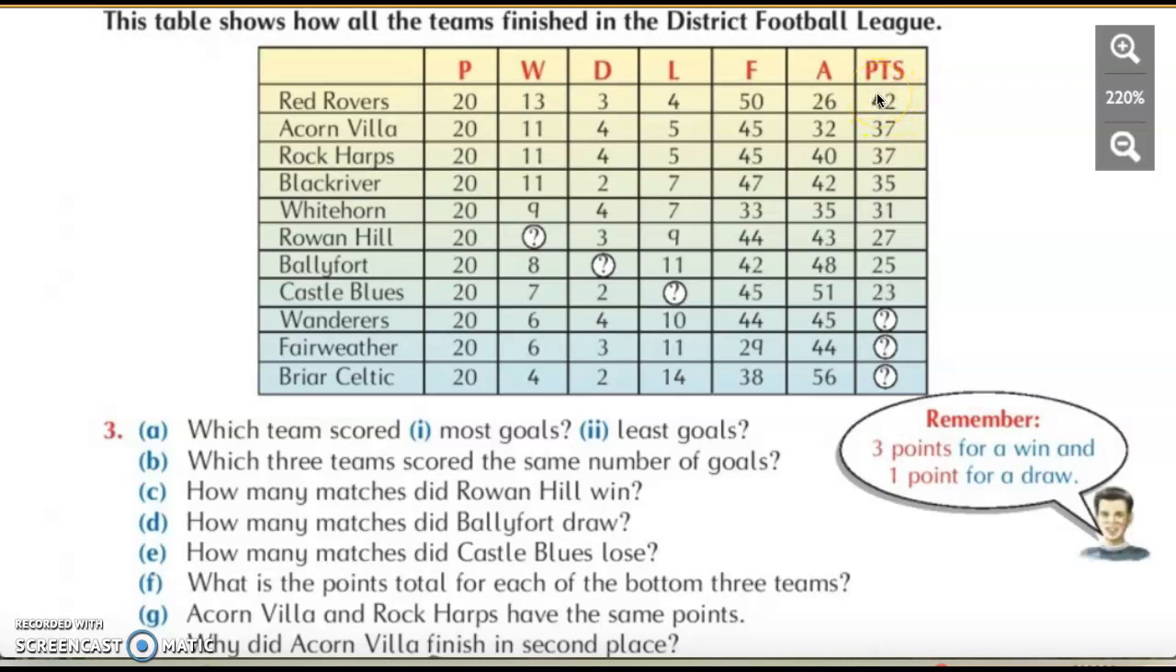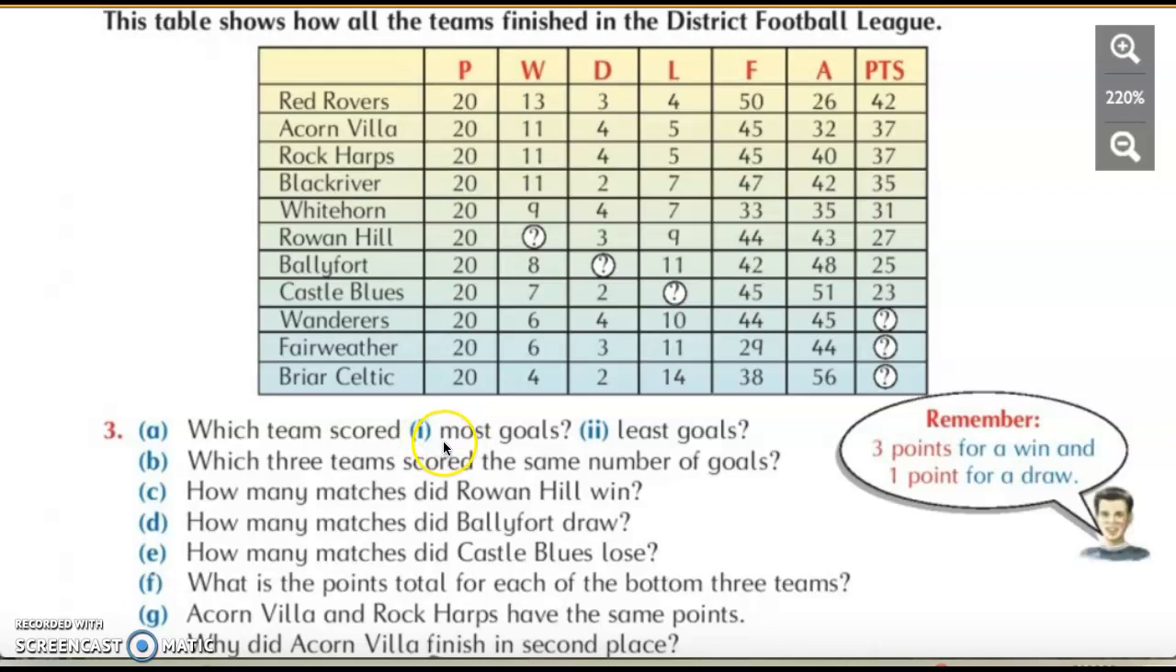Now there are a few question marks throughout, which you'll have to figure out in your questions as well. Now this is very, very important here. You get 3 points for a win, 1 point if you draw a game, and if you lose, you get 0 points. Now let's have a look through the questions.